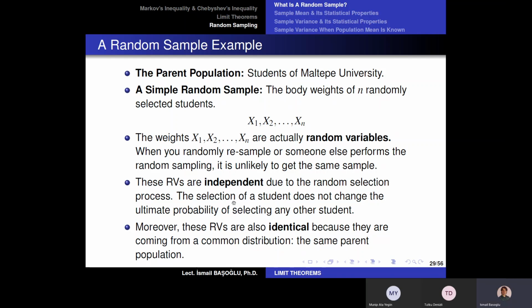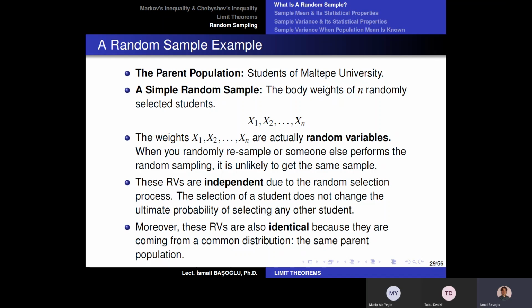In other words, the selection of a student does not change the ultimate probability of selecting any other student in independent selection. And these random variables are also identical, not just independent, because they are coming from the same parent population. They basically preserve the probabilistic properties of the parent population, which means all of these random variables have the same distribution. Therefore, these random variables are independent and identically distributed.